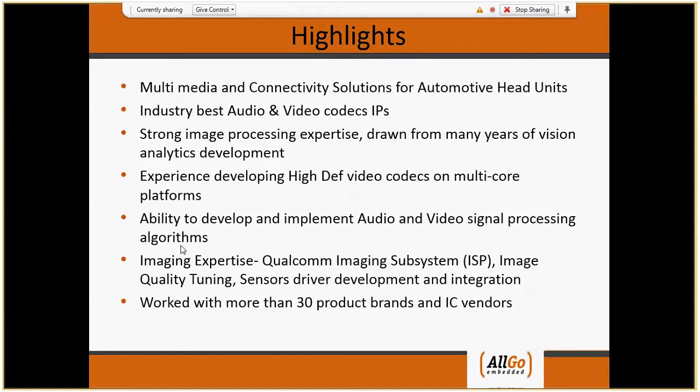So we have been working from the past with 30 product brands and IC vendors. So we have a big customer base. We have been successfully helping them and also getting their products into the market.